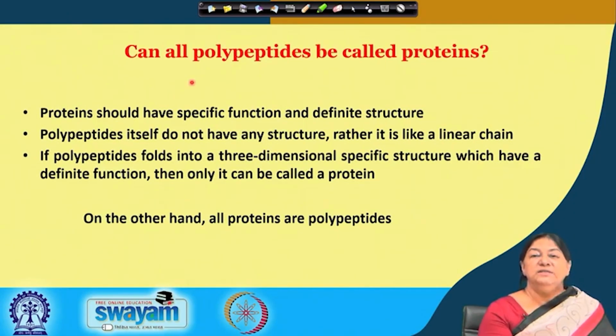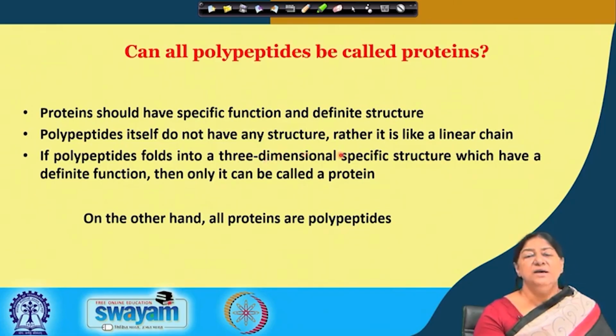Can all polypeptides be called proteins? The answer here is no. Proteins have a specific function and a definite structure. All proteins are polypeptides because they are formed from the amino acid residues through the peptide bonds. But when the polypeptides themselves do not have any structure associated with them, they do not have any function.